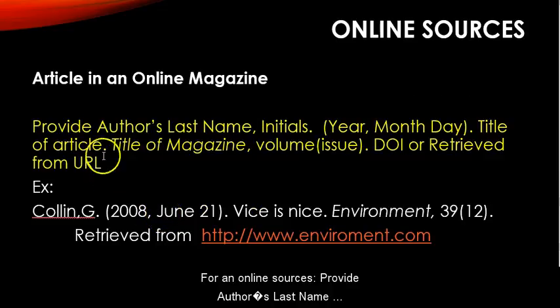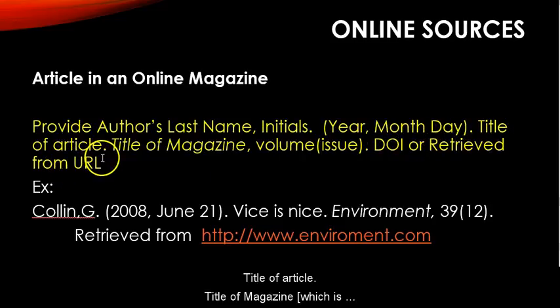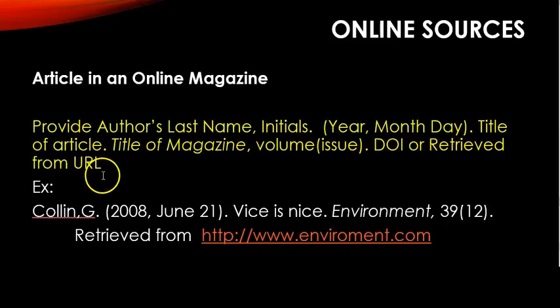For an online source, provide author's last name, comma, initials, followed by period, year and month of publication, title of article, title of the magazine, which is italicized, volume and issue, DOI or retrieved from URL.